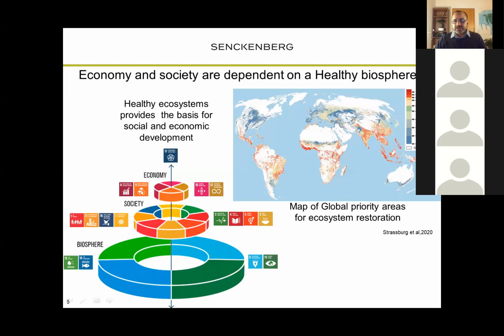As we see from this map, it shows all the global priority areas where ecosystem restoration efforts can be focused, from red to blue. Red is the highest priority, and most of these red areas are in Asia, Africa, or Latin America. All you see in the upper European or American region is either blue or this off-white color.